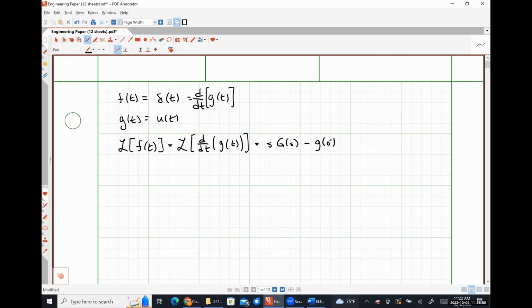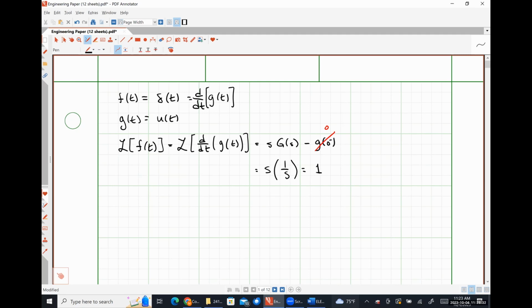Right? What's the value of the unit step function at t equal to 0 minus? 0, because it's the instant before we triggered up, right? So this part is going to go to 0. Using our table, this is simply s times 1 over s. And so the Laplace transform of a Dirac delta function is simply the number 1.